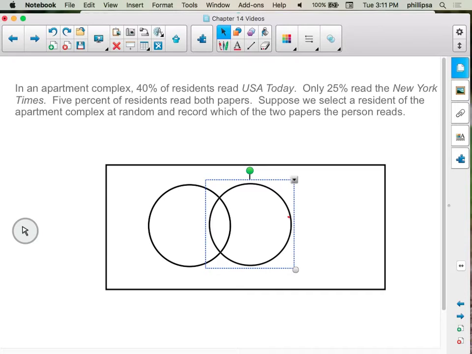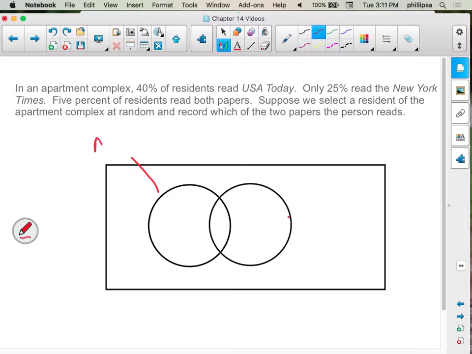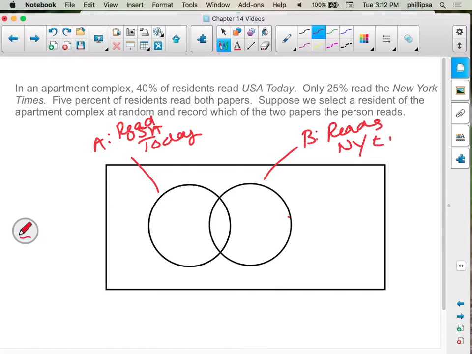So let's say that this will be event A, and we'll say that event A is the people that read, let's say, USA Today. I think that's what I said before. And then we'll call this B, which is reads New York Times. Okay, the easiest thing I think to see here would be the 0.05 that read both, that was told to you.